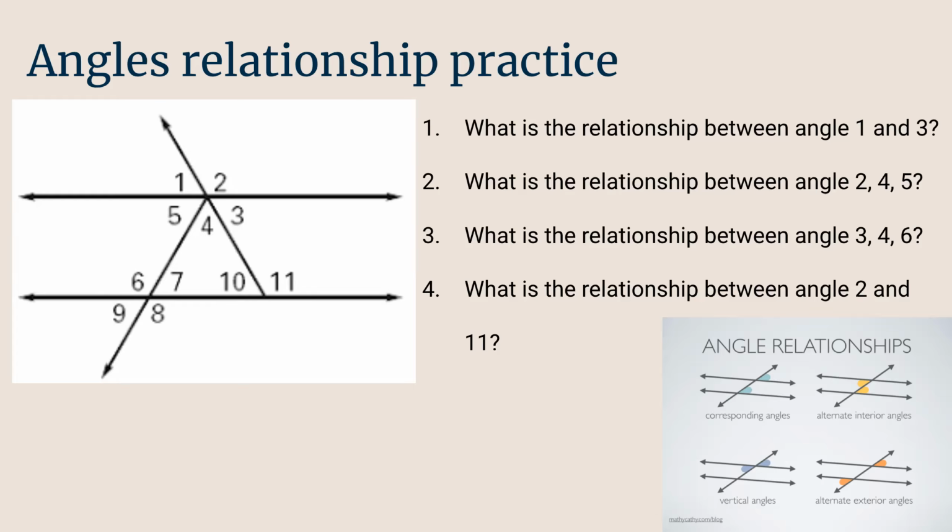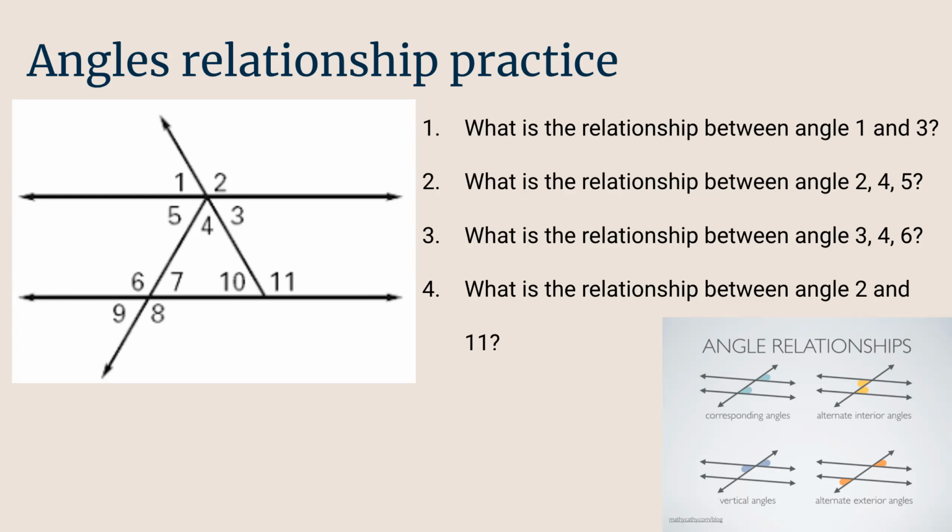So we can see that angle 6 is an alternate interior angle with the big angle of 3 and 4. And we know that alternate interior angles are congruent. So therefore we can have angle 3 plus angle 4 equals angle 6.